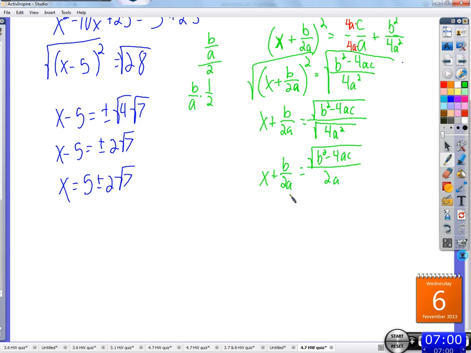Subtract b over 2a. So x equals, we should have been putting plus or minus here because we took the square root. So minus b over 2a plus or minus the square root of b squared minus 4ac over 2a.